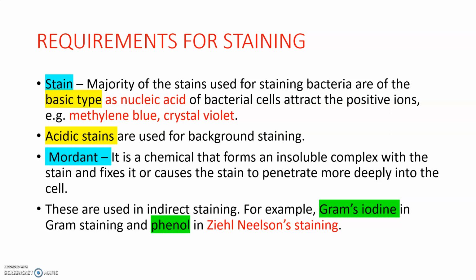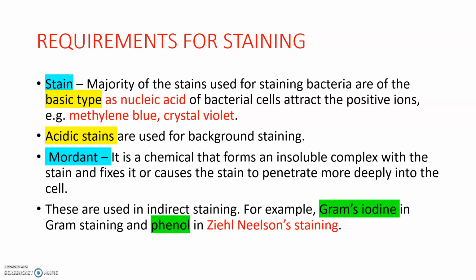Next important requirement is mordant. It is a chemical that forms an insoluble complex with the stain and fixes it. അപ്പോൾ ഇത് insoluble complex form ചെയ്യും and helps in fixing the smear or causes the stain to penetrate more deeply into the cell. ഒന്നുകിൽ സ്റ്റെയിന് സെൽസിലേക്ക് പെനട്രേറ്റ് ചെയ്യാൻ കൂടുതൽ ഹെൽപ്പ് ചെയ്യും, അല്ലെങ്കിൽ it helps to fix the stain.